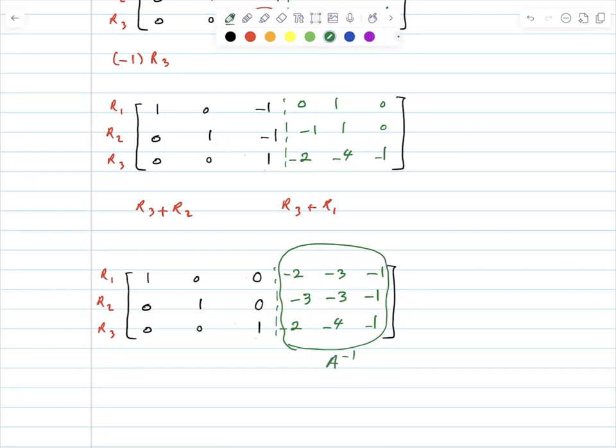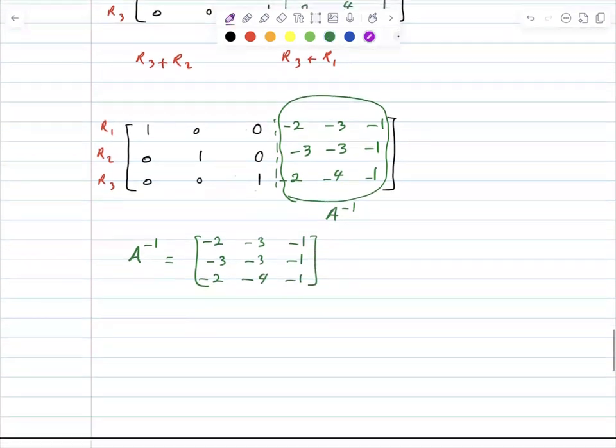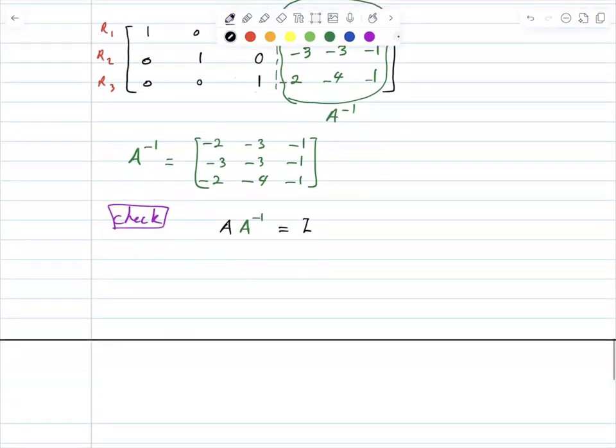We can test that as well, right? So inverse of A is negative 2, negative 3, negative 1, negative 3, negative 3, negative 1, negative 2, negative 4, and negative 1. We can also check our process to make sure we are on the right path. You can basically multiply matrix A by its inverse, supposedly inverse, and make sure it is equal to identity matrix. Make sure to check that to make sure you have a correct inverse matrix.